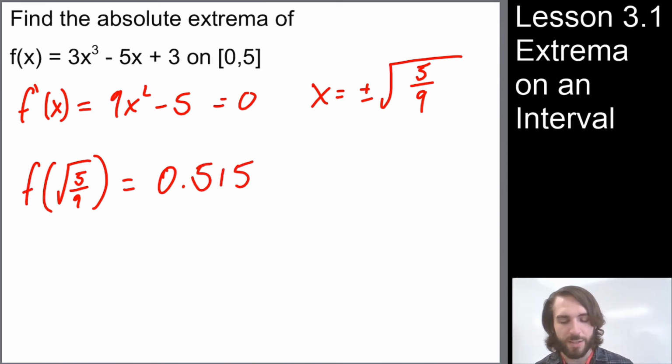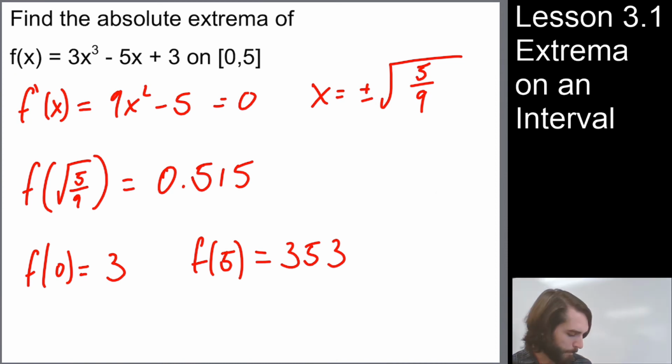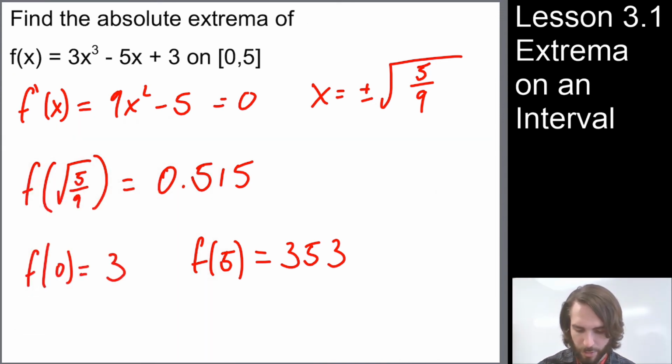Square root of negative 5/9 is not in the interval. So be careful that you don't get tricked by that, right? Our interval only goes from 0 to 5. So we actually don't need to check the other square root. We do need to check 0 and 5 themselves, though. So f of 0 is 3, and f of 5 is 353. Okay. So our absolute minimum is at our first critical point. So this is the absolute min, and this is the absolute max.